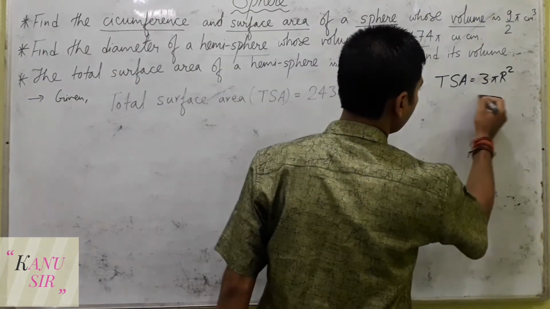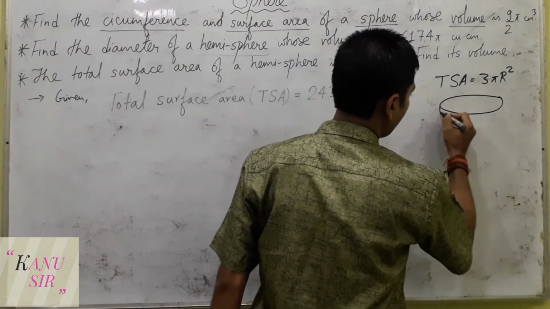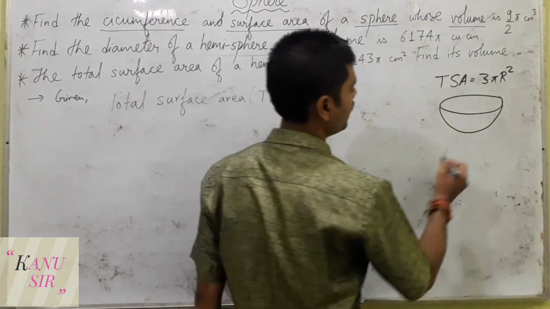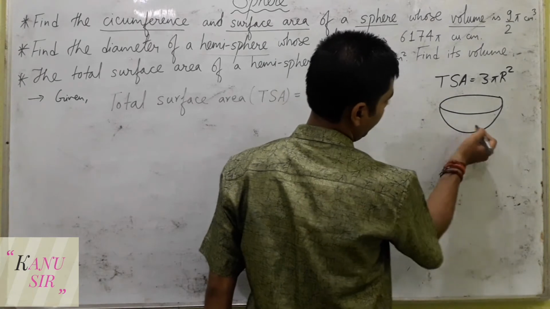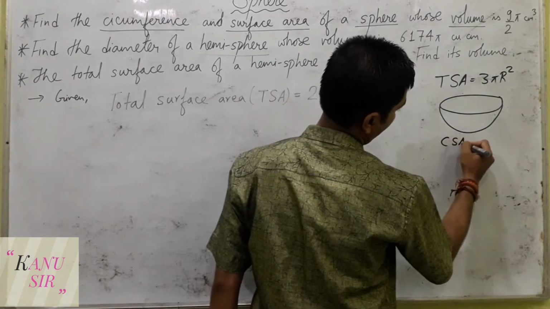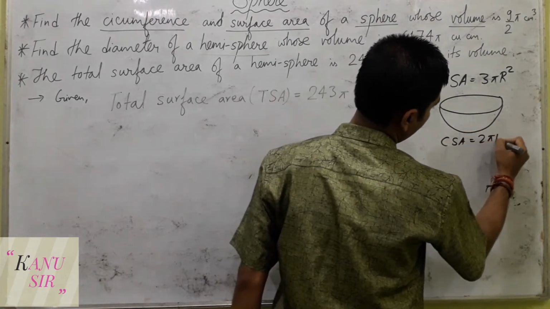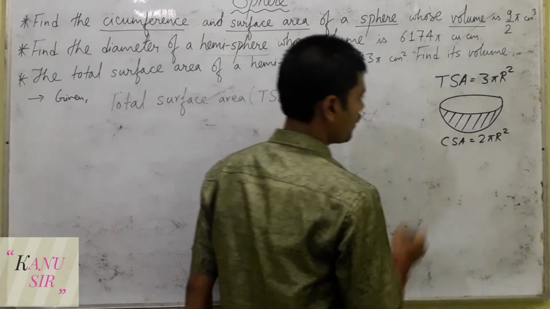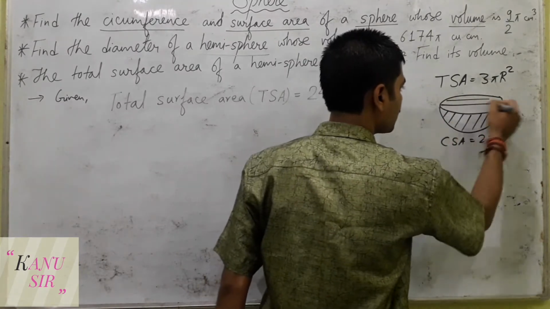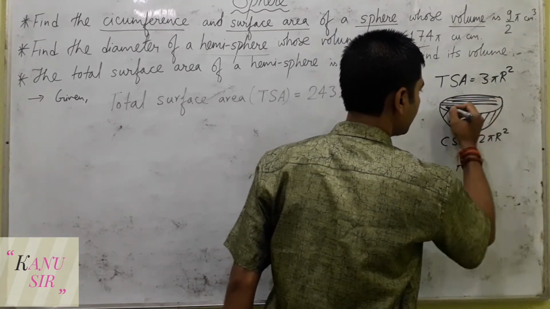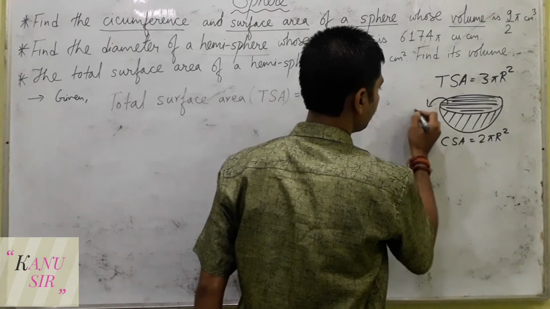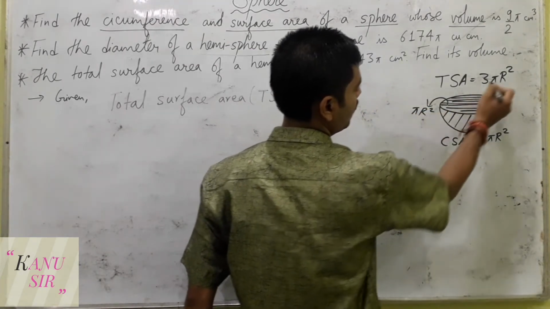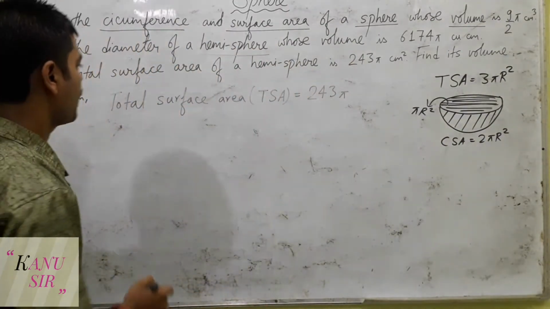How has the formula come? A hemisphere looks like half of a sphere. It is the half of a sphere. So the curved surface area of a hemisphere is actually 2 pi r square, and when we count the upper part, it is one more pi r square. That is why 2 pi r square plus 1 pi r square changes into 3 pi r square.